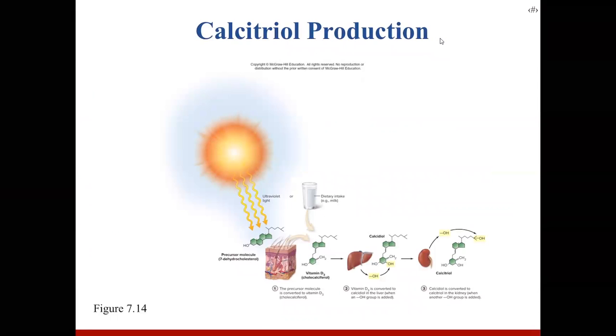Okay, so here's a picture of it. Here is the precursor molecule, and you need sunlight. Sunlight comes down, right? Or you're getting it from your diet. We can make vitamin D3, or we can drink it or eat it. So we get this vitamin D3, calciferol, and then that gets converted to calcidiol, and that gets converted to calcitriol. Skin is important, right, because of the sun, and the liver and the kidneys.